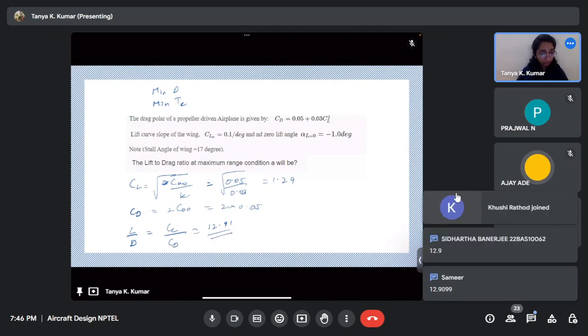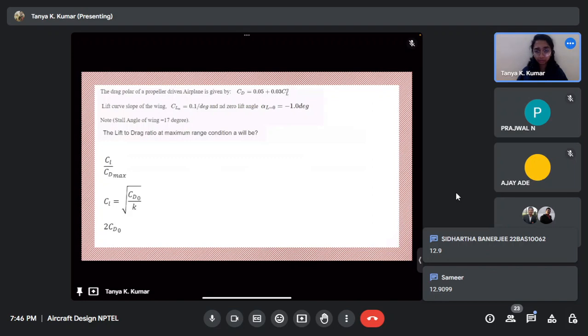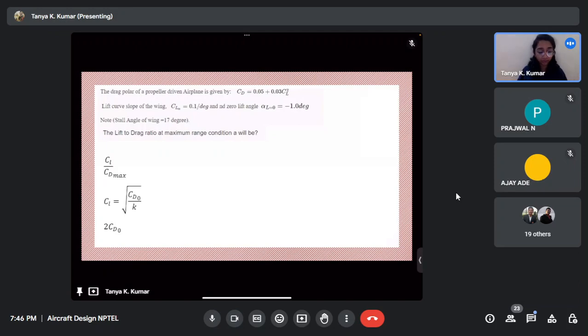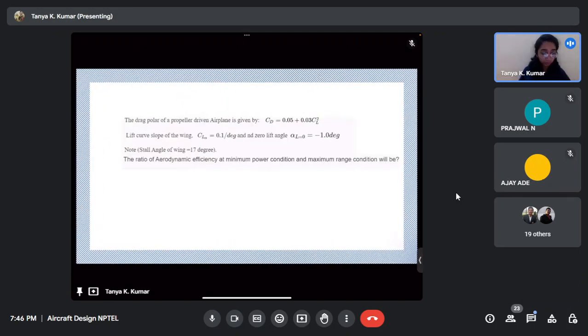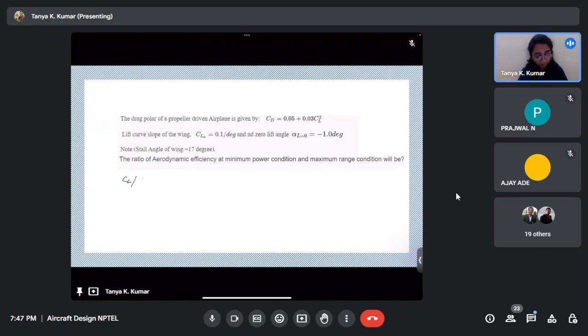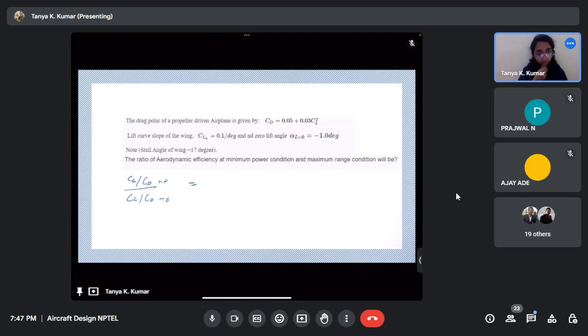Okay, let's move on. These are the formulas that we used. For maximum range, CL by CD is maximized, that is minimum drag or minimum thrust required. Now same question: the ratio of aerodynamic efficiencies at minimum power and maximum range. Very simple, just the ratio of those two conditions. You have CL by CD for minimum power and CL by CD for minimum drag. Just the ratio of those two values. Okay, you can do that. Let's move on to the next question.